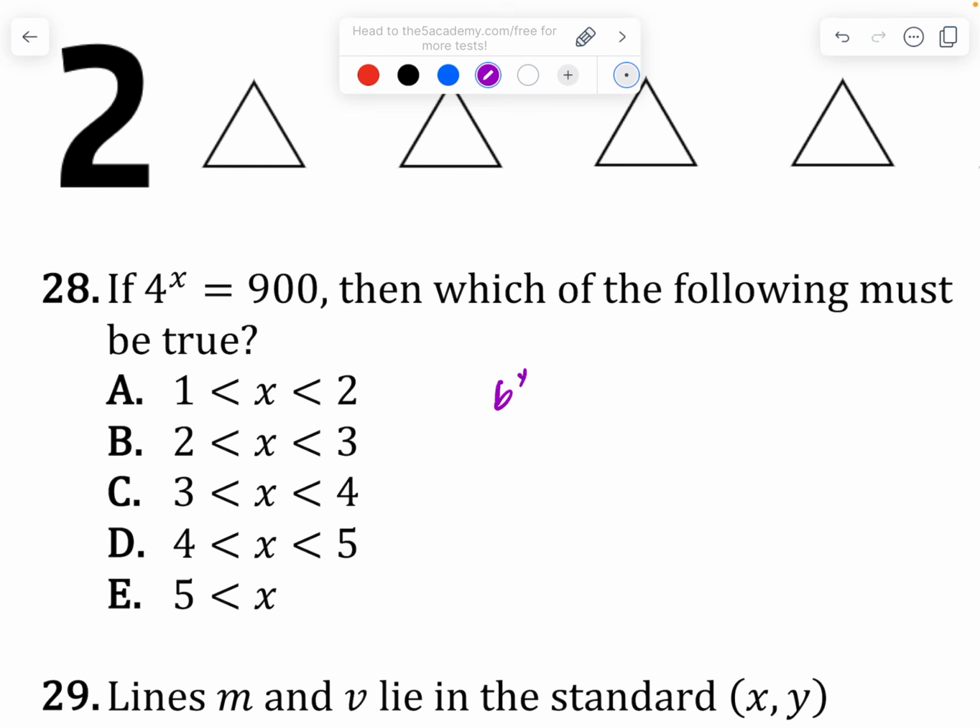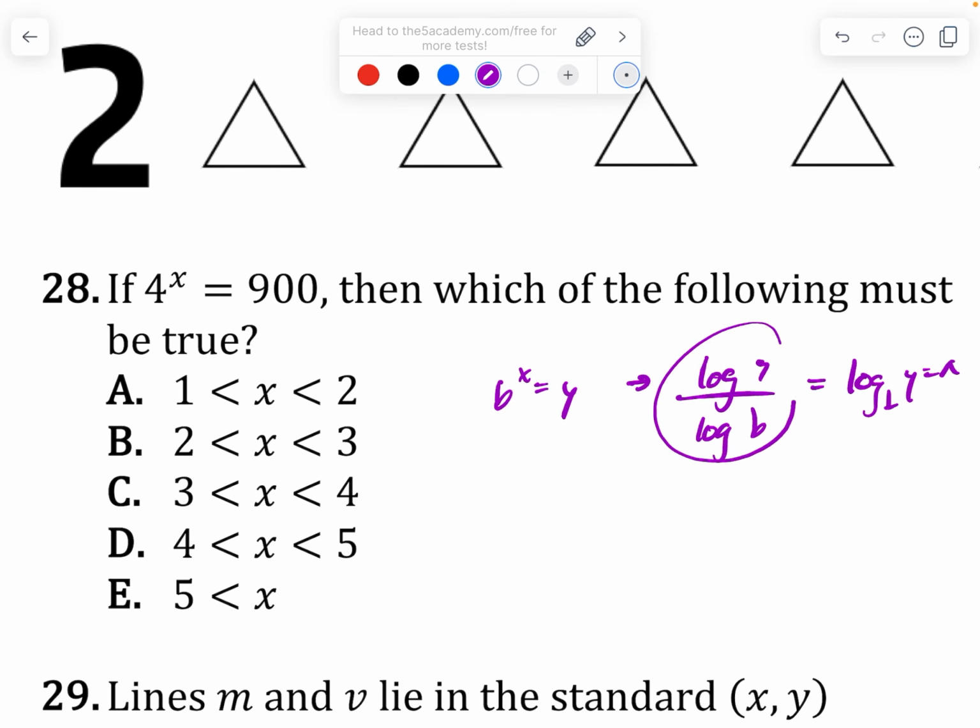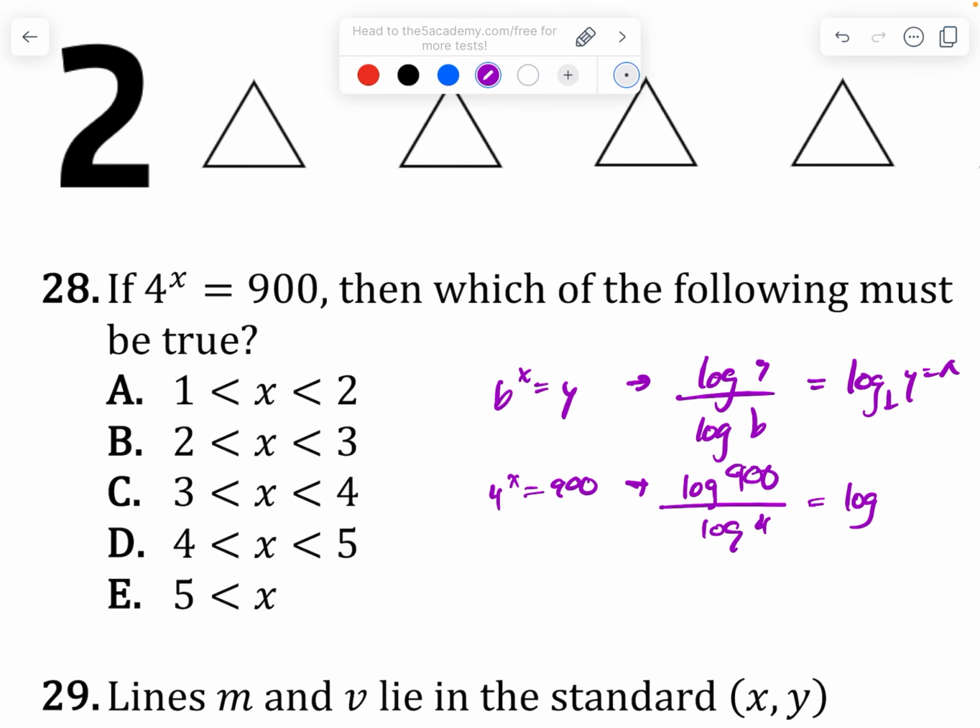B to the x equals y. If you want to solve that, you can do log of y divided by log of b, or log base b of y equals x. You can do either of these on your calculator. In this case, you'd get 4 to the x equals 900. Log of 900 divided by log of 4 is equal to log base 4 of 900. That means this is your answer.